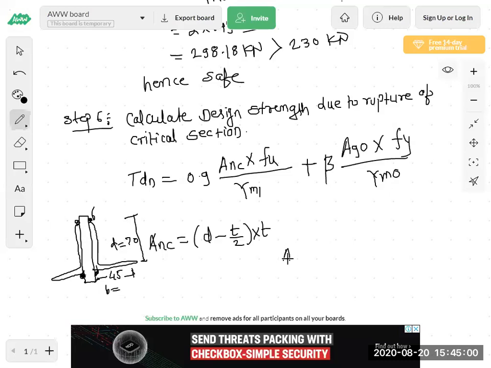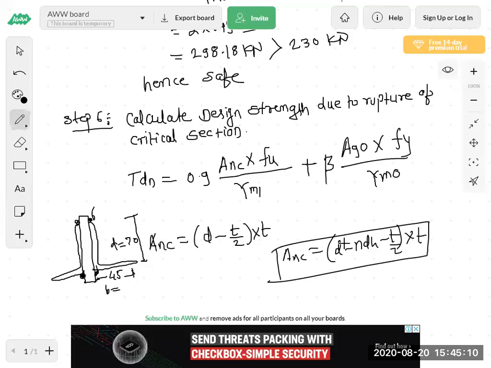For bolted connection, what is the formula? D minus n d_h minus t by 2 into t. This formula is for bolted connection. Here n into d_h means for bolts: the number of holes we have to deduct. In a bolted connection, such an arrangement is there. Are you getting it? So we have to deduct these bolt holes.